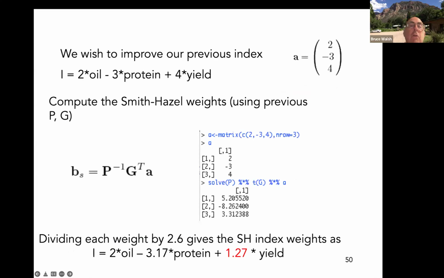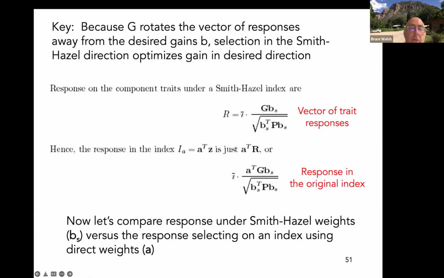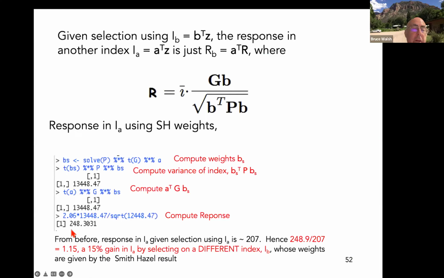So in particular, what are the Smith-Hazel weights? Well, here's the index I'm trying to improve. Here are the Smith-Hazel weights. So much less weight on yield. And when I use those Smith-Hazel weights, the response I get is 248. So instead of 207, I get a response of basically 250. I get a 15% increase.